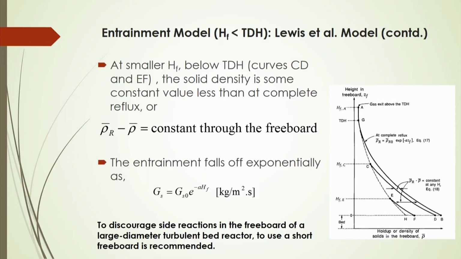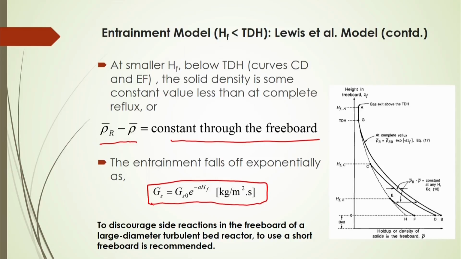Now, at a smaller height of the freeboard, that is below TDH, on the curves CD and EF, the solid density is some constant value less than at complete reflux, or you can represent it as rho r minus rho, which will be constant through the freeboard. The entrainment falls off exponentially, which can be represented by Gs equals Gs 0 into e to the power minus a h f.